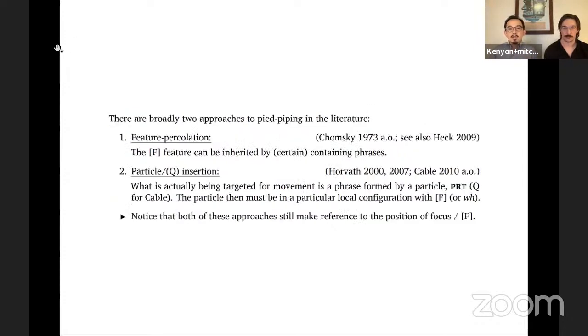In particular, when we look at how in the existing literature we deal with Pied piping, there are broadly two approaches. One is you start with that F feature and then somehow percolate it up, right? Somehow get it up to a higher position and then move that. Or there's this relatively newer particle-based approach where there is some particle that adjoins to some structure. That's what you're actually moving, except then we also have to explain the relationship between the particle placement and the F. So there has to be a relatively local relationship there. Either way, both of these approaches still make reference to F marking.